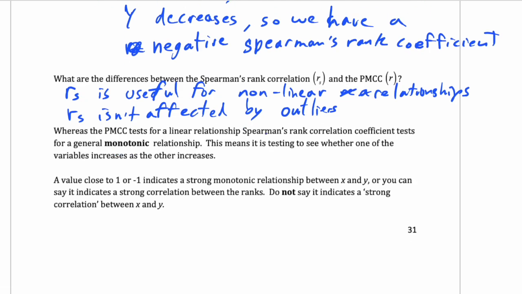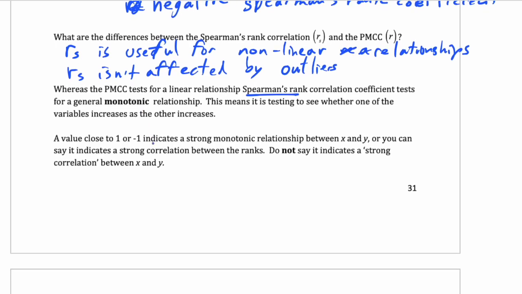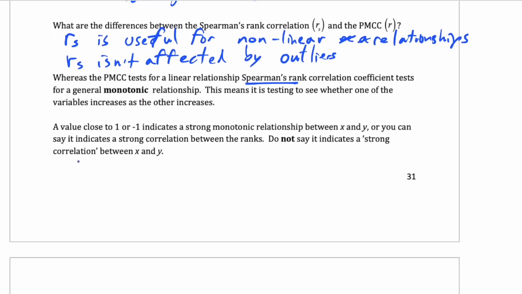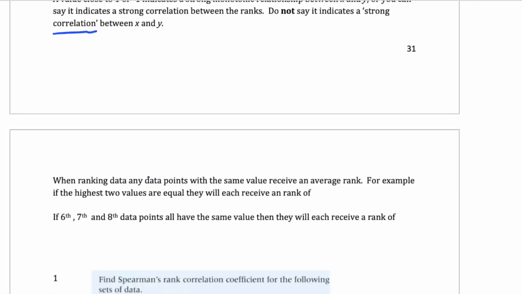Okay, so RS, Spearman's rank, measures whether the relationship is monotonic. That means as one increases, the other increases, or as one increases, the other decreases. Doesn't matter if it's linear or not. We do not say strong correlation between X and Y. We just say there's a strong positive or negative association between the variables, or a correlation between the ranks.